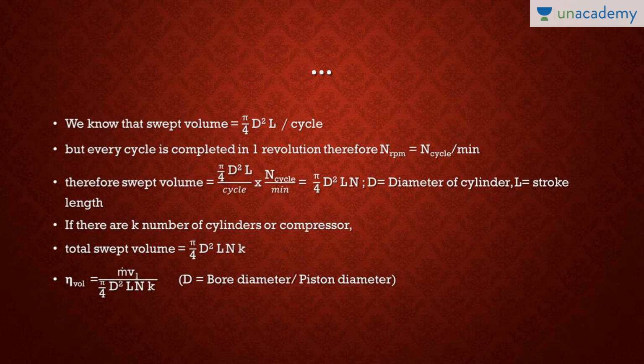So the volumetric efficiency is the actual volume, which is m dot 1 into v1, divided by the swept volume, which is pi by 4 d square L into N into k.